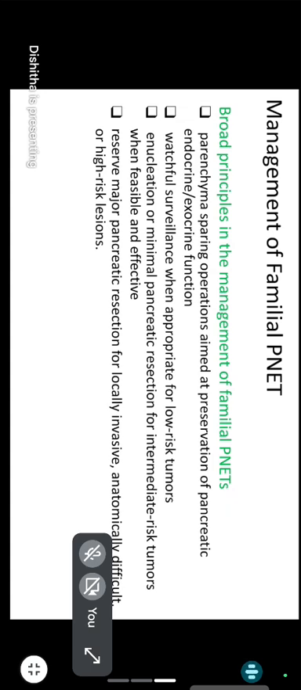For familial PNETs, the broad principle we have to follow is to go for parenchyma-sparing operations and preserve the endocrine and exocrine functions, because these are usually multifocal. We remove the dominant lesion now, but there might be other lesions which might come out later. So parenchyma-sparing operations are preferred. If it is a low-risk tumor, watchful surveillance is enough. But for an intermediate-risk tumor, enucleation or minimal pancreatic resection needs to be done. Major pancreatic resections are done only if the tumor is locally invasive, anatomically difficult, or in high-risk patients.